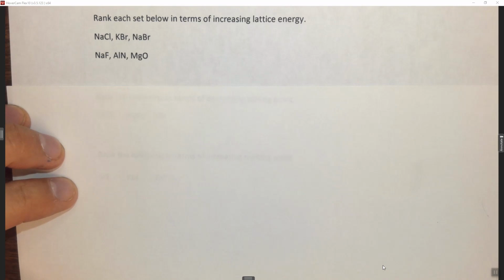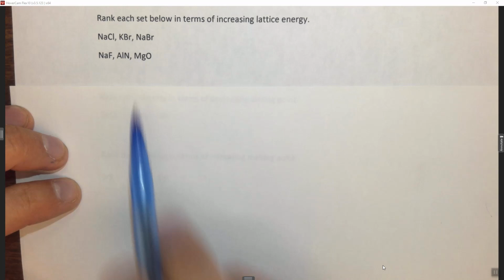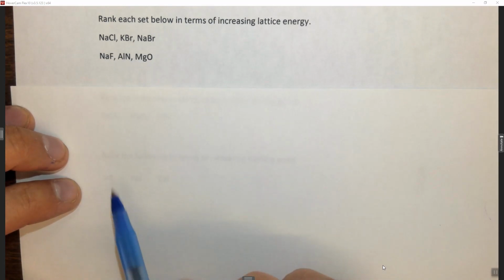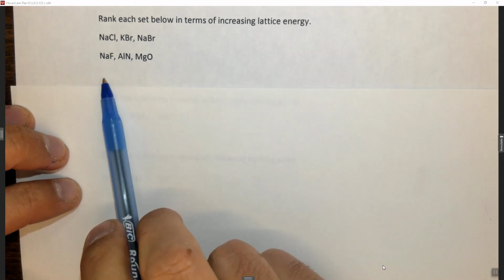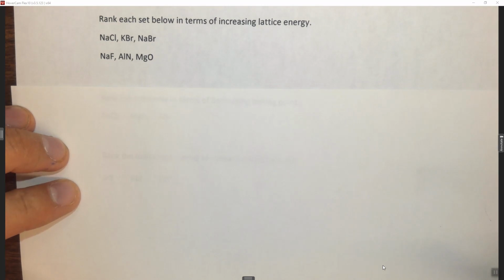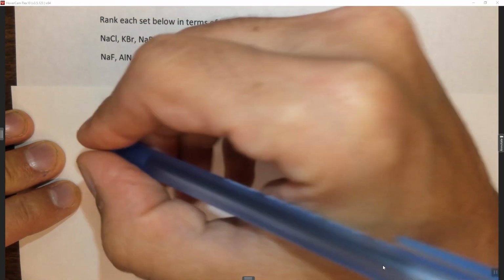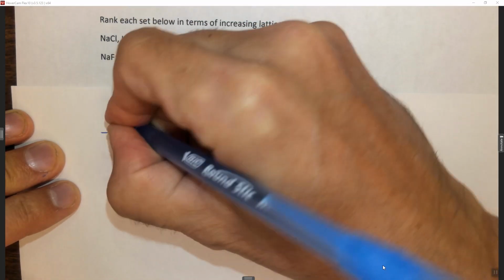You can boil water at your house on your stove, but you probably don't have anything in your house that can boil sodium chloride. So these things are really strongly held together, and we need to understand what makes some more strong than others. There are two factors. The first factor in terms of strength of lattice energy is the charge difference.